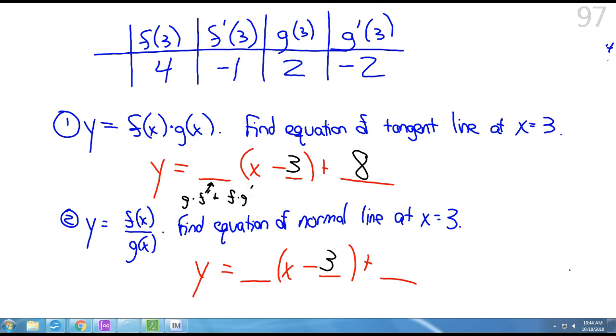So you're going to end up with g times f prime, negative 2. F times g prime would be negative 8. And if you add those up, you should get negative 10 there. And then if you wanted to, you could distribute. The AP test doesn't care if you do it on free response, but on multiple choice, they might distribute. So you get negative 10x plus 30 plus 8, so plus 38.